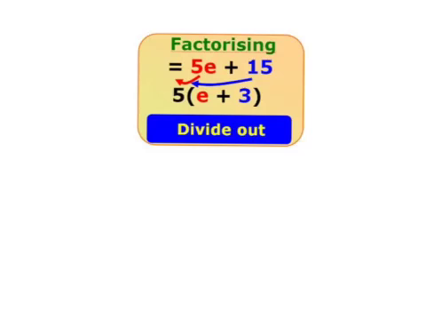Now we are able to expand brackets, we need to be able to do the opposite, which is to put brackets back in. We call this factorising. So for this example, the expression was 5e plus 15. My first step is to look for the highest common factor for both parts of the expression.